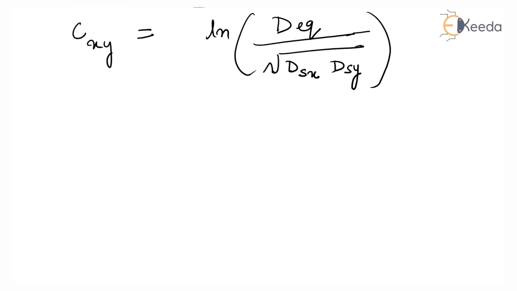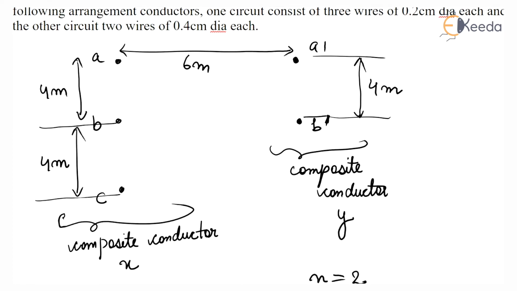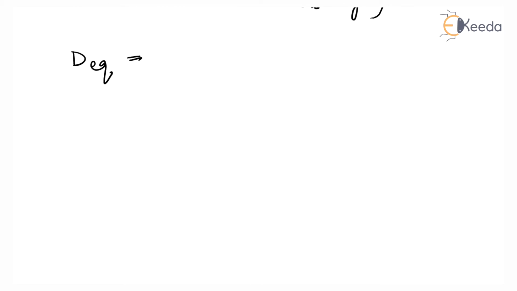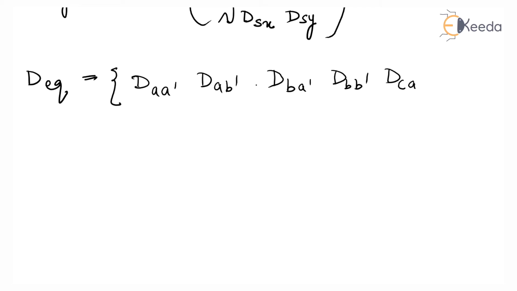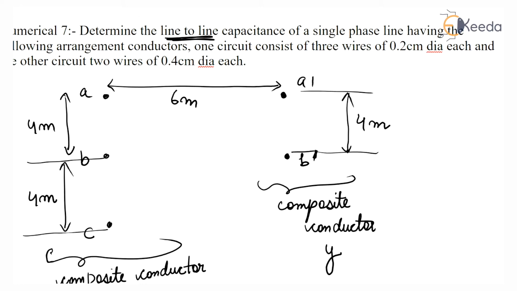So first we have to find out D equivalent. D equivalent, we know, means the mutual GMD between X and Y. So for conductors A, B, C and A dash, B dash, this is equal to the distances A to A dash, A to B dash, B to A dash and B to B dash, and the same for C to A dash and C to B dash, to the power 1 by mn, means 3 into 2, that is 1 by 6. I hope you understand that we have to find the mutual distances.